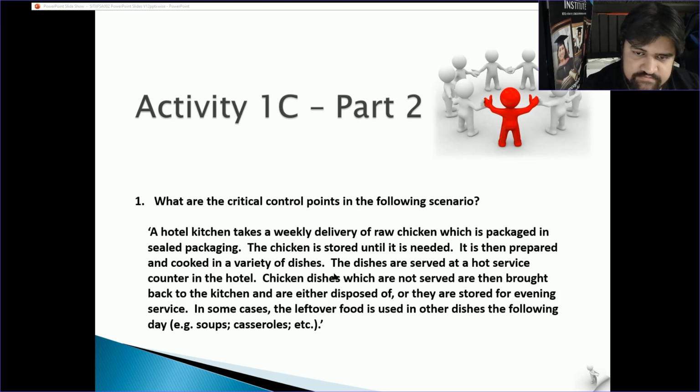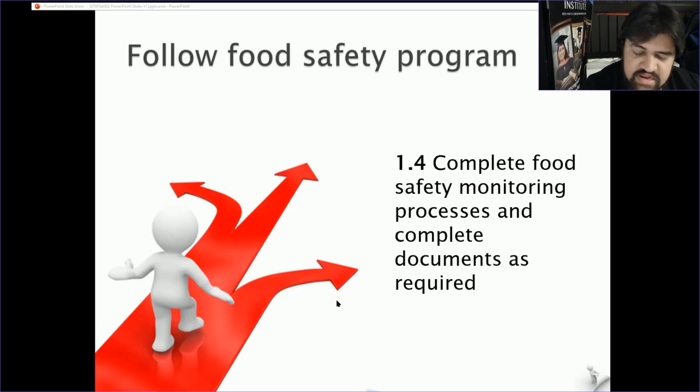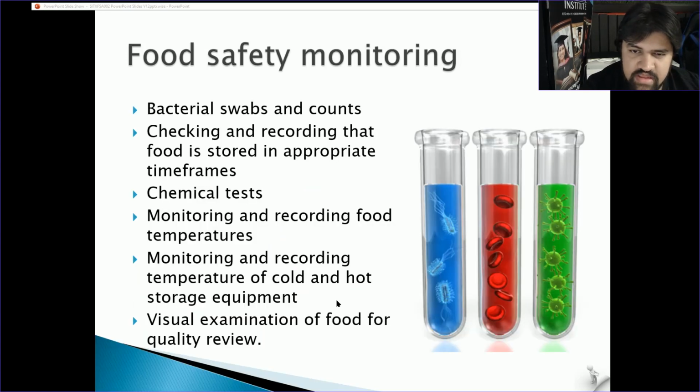Alright, so 1.4, complete food safety monitoring processes and complete documents as required. Food safety monitoring, bacterial swabs and counts. So usually your council would have a bacteria counter. They swab the area and then see how much bacteria you have in that area. So if you're getting to that point, it's kind of risky, as they're essentially doing that because you look dirty, so they need to put it on paper to justify shutting you down, essentially.